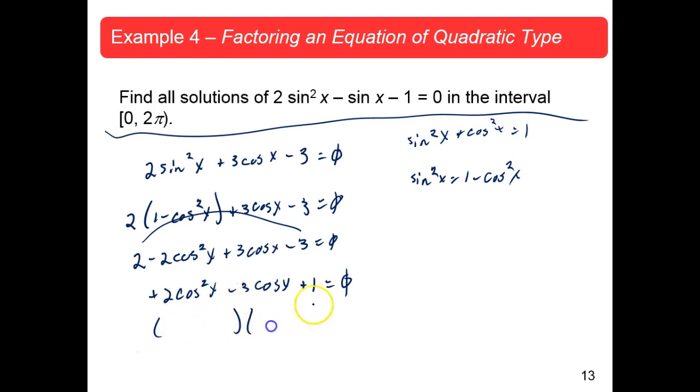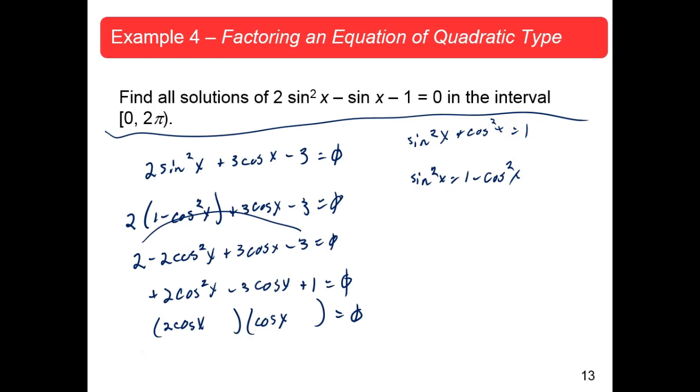If it's factorable, we don't know if it is or not, but if it is, what would be the only possible first factors? 2 cosine x times cosine x. Now, that's the only possible factorization of your first term.